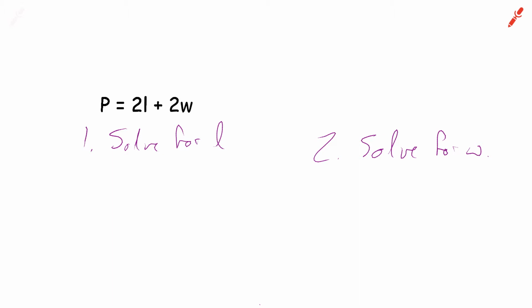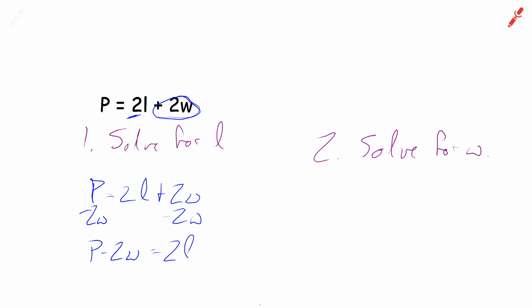When I look and I say I need to solve for L, I need to get L by itself. That 2W needs to disappear and that 2 needs to disappear. So I start off with what's farthest away and I get P equals 2L plus 2W. This is just the original equation. We subtract 2W from both sides. P minus 2W equals 2L. Then I divide both sides by 2. Those cancel. And you get L equals P minus 2W over 2.